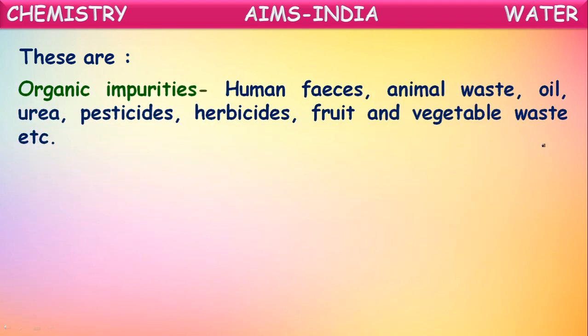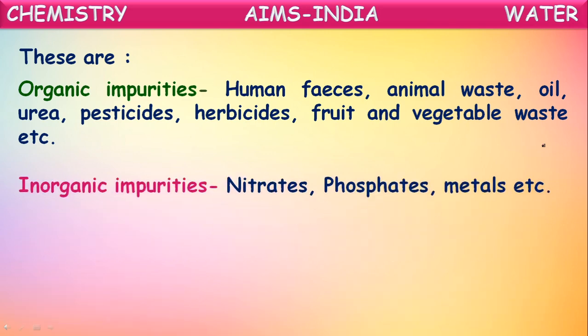See, all these impurities can be segregated into three types. One of them is organic impurities: human feces, animal waste, oil, urea, pesticides, herbicides, fruit and vegetable waste, etc. These all come under organic waste. So the waste or impurities which are added to water and which are related to living things are called organic impurities. Next, inorganic impurities, like chemicals such as nitrates, phosphates, metals, etc. These all are called inorganic impurities.